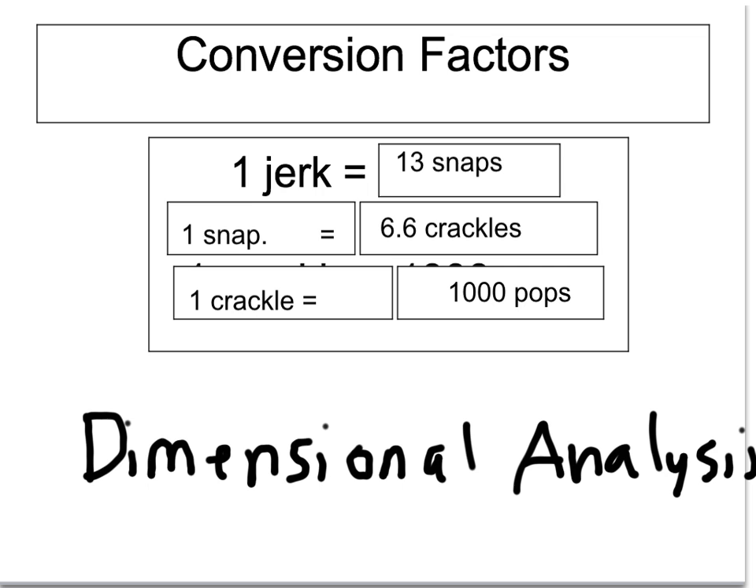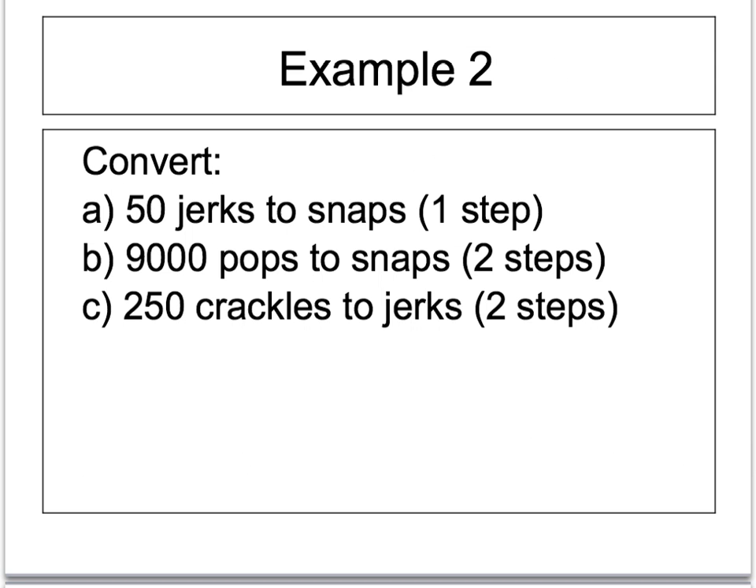Let's say we have this thing called a jerk, and one jerk is 13 snaps, one snap is 6.6 crackles, and one crackle equals 1,000 pops. All right, we're going to solve a problem using that information, and this will be an example of dimensional analysis. All right, let's try this first problem. Convert 50 jerks to snaps.